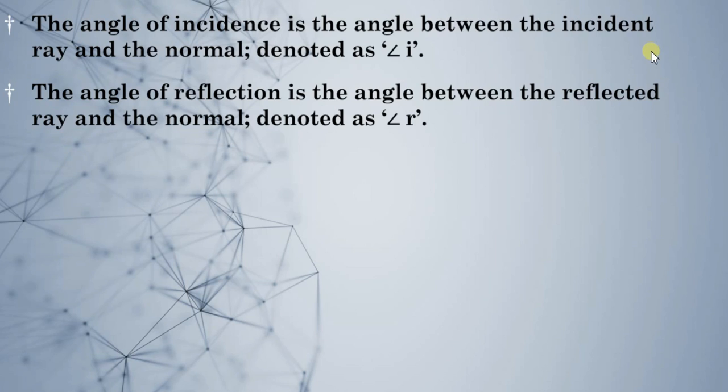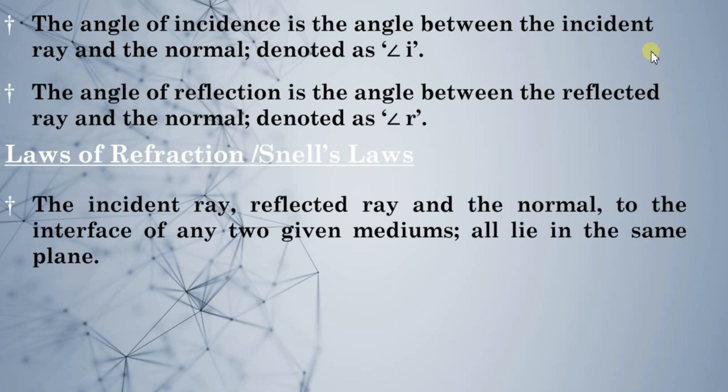Now we have one more set of laws, just like the laws of reflection. We have the laws of refraction also, sometimes referred to as Snell's laws. The first law states that the incident ray, the refracted ray, and the normal to the interface of any two given mediums lie in the same plane. A slight change from what you studied in the first law of reflection. You studied there that the incident ray, the reflected ray, and the normal lie on the same plane. But here the three lie at the interface of any two given mediums, in the same plane.